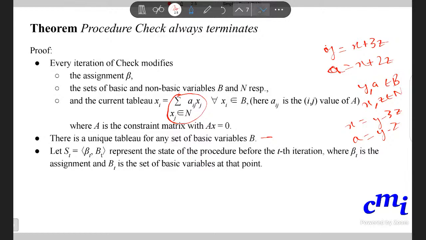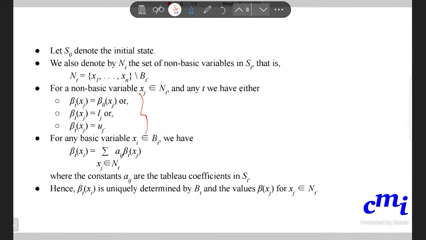Yeah. So now we also denote by N_t, like sir said, the set of variables minus the set of basic variables, which is basically the set of non-basic variables. So we let S_0 denote the initial state, where S_0 is B_0, beta_0, and N_0.